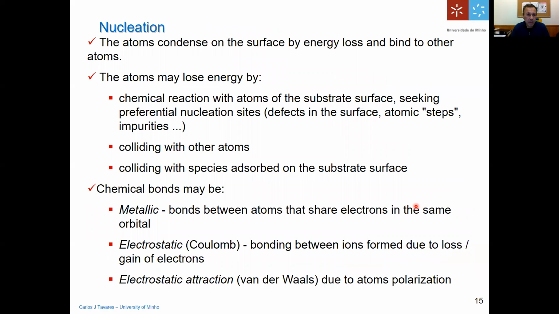Now, the atoms will condense on the surface, as we have seen, by energy loss, because they have some kinetic energy, and they will lose this energy to bind to other atoms.